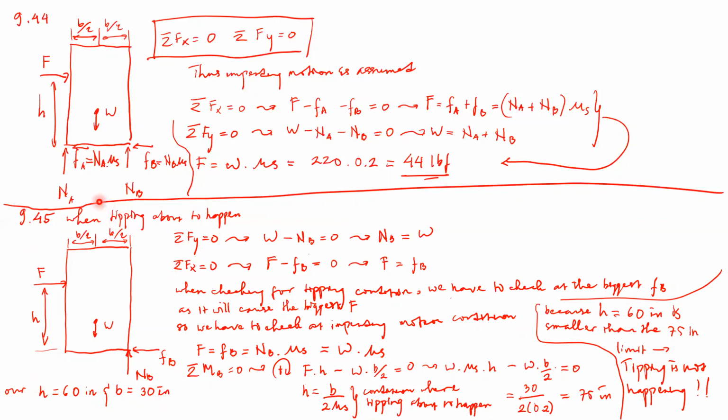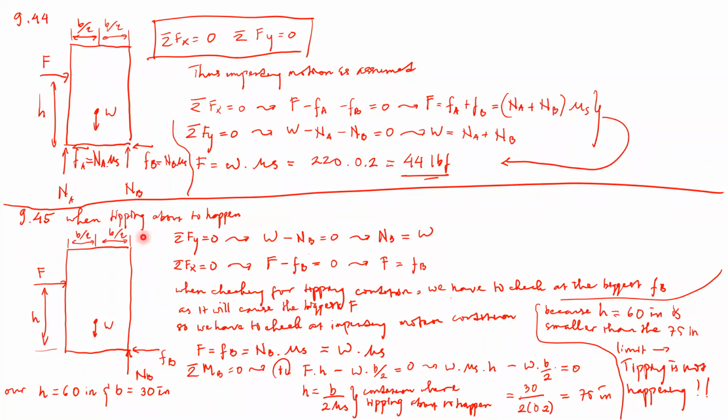This is the limiting condition, right? The limit condition of tipping is about to happen and tipping is not happening. If it's less than this, then tipping is not happening. If it's bigger than this, tipping is happening, right? Okay, so we know that this is the limit condition. Now we have to solve for this.